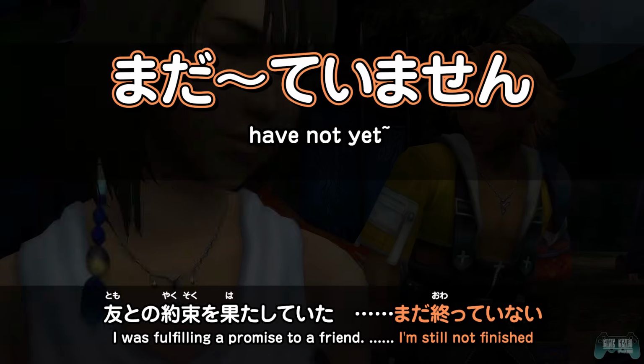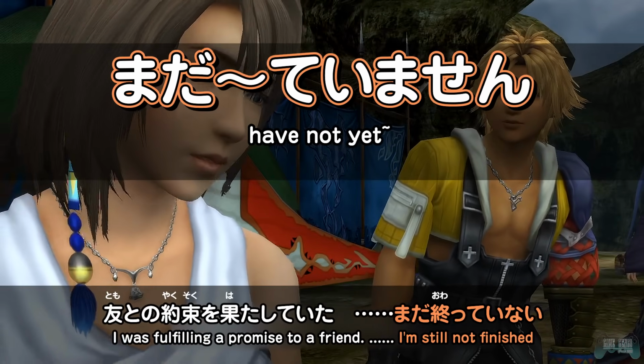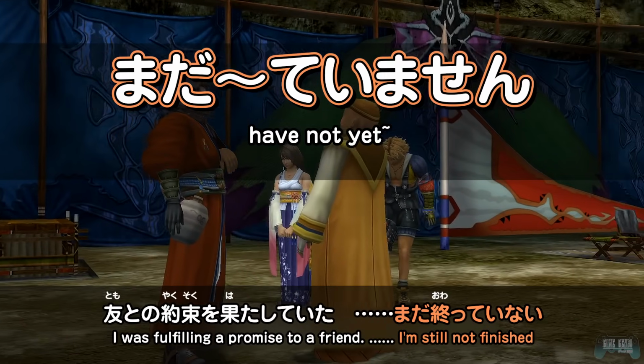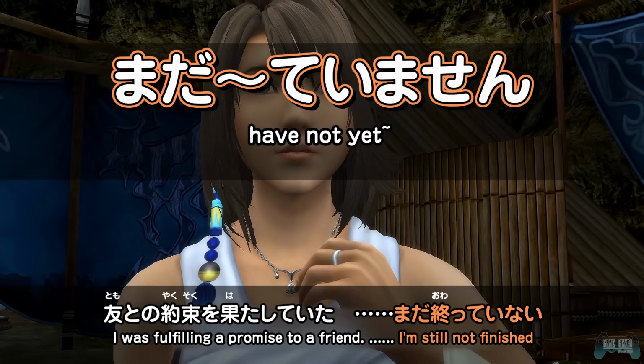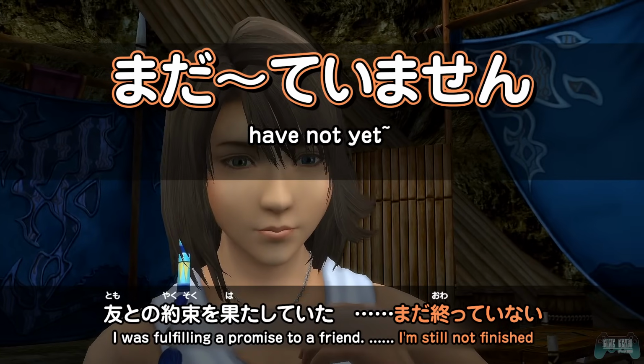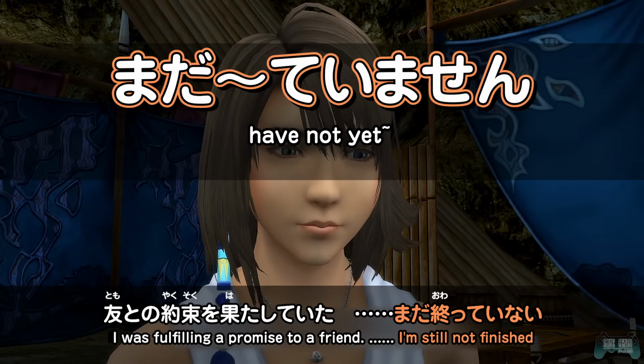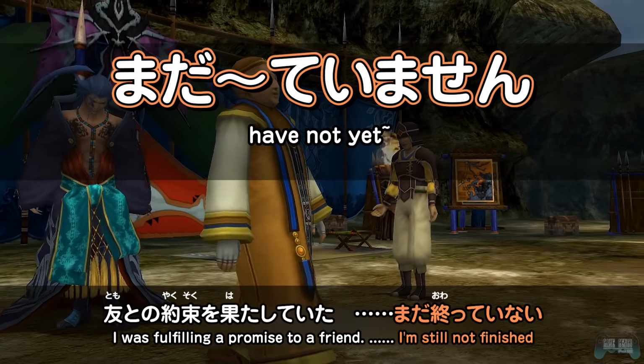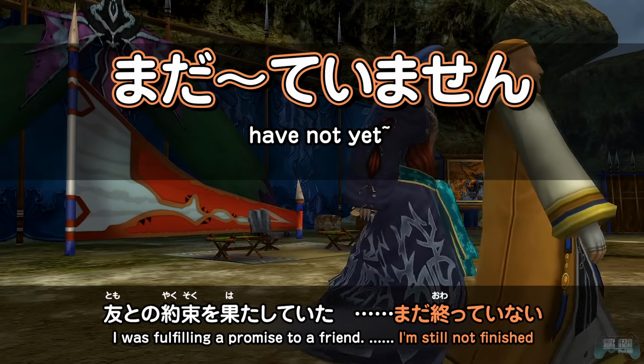The next evolution of mada here is with mada and then followed by a verb in the teimasen or teinai form. And this is used to express that an action has not yet been done, this time used solely with verbs. So if you're still waiting for that bus to come, you can say basu wa mada kiteimasen. Bus still hasn't come yet.